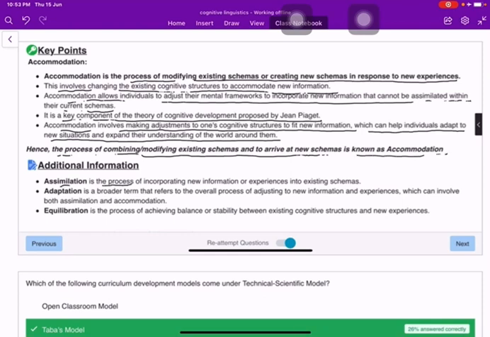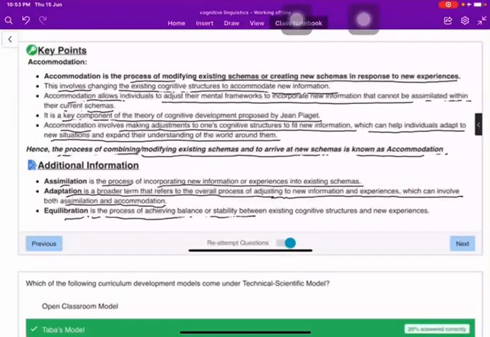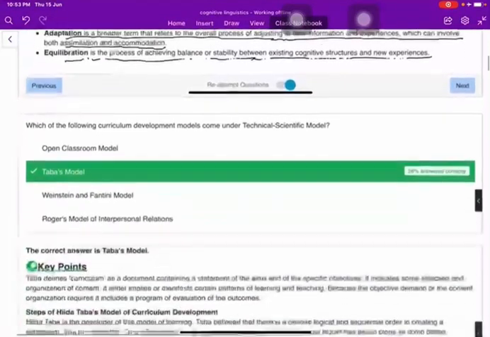Assimilation, the process of incorporating new information or experiences into existing schemas. Adaptation, a broader term that refers to the overall process of adjusting to new information and experiences, which can involve both assimilation and accommodation. Equilibration is the process of achieving balance or stability between existing cognitive structures and new experiences.